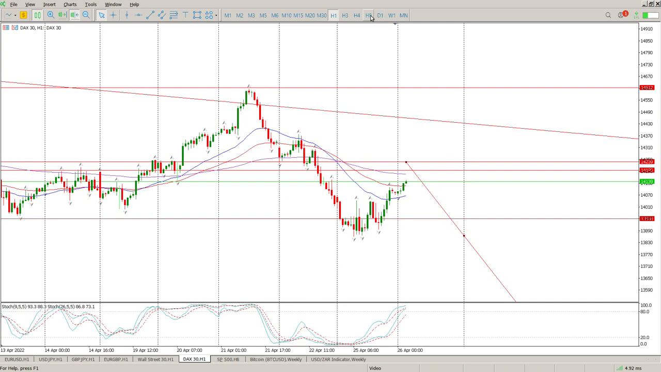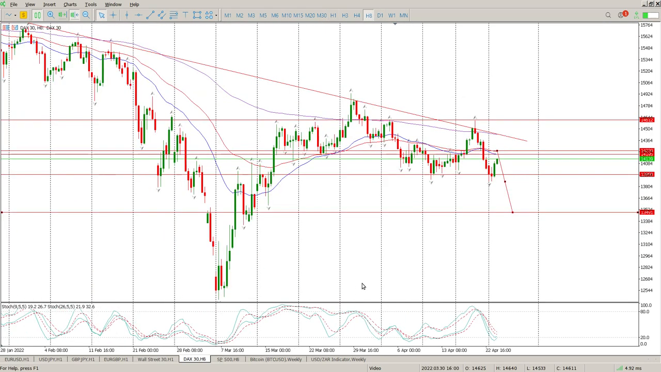Very strong possibility as well that is the low in for the month at this stage. Just take note of that as well. But it is messy, it is ranging at the moment. That is my view on the DAX at the moment.